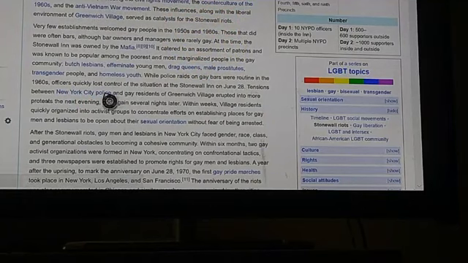Tensions between New York police and gays at the residence of the Greenwich erupted into more protests that next evening, and again several nights later. Sorry, my eyesight's going bad. Within weeks, people quickly organized into activist groups to concentrate efforts on establishing places for gay men and lesbians to be open about their sexual orientation without fear of being arrested.